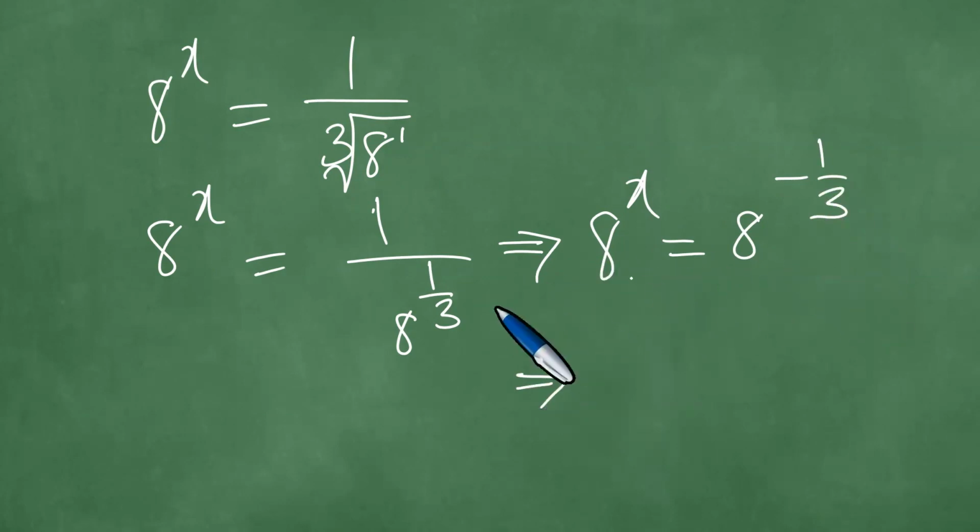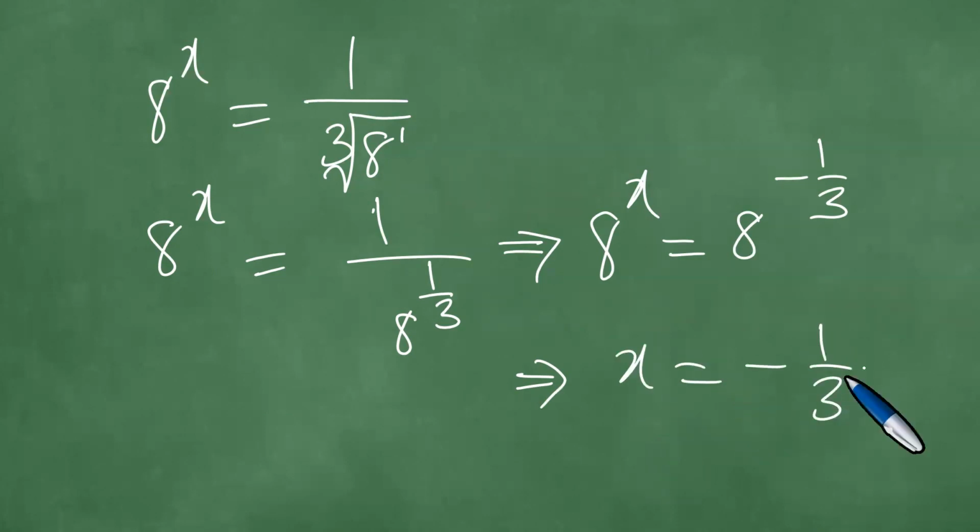The bases are the same. If the bases are the same, what do you do with the exponents? You equate the exponents, which means x is minus 1/3.